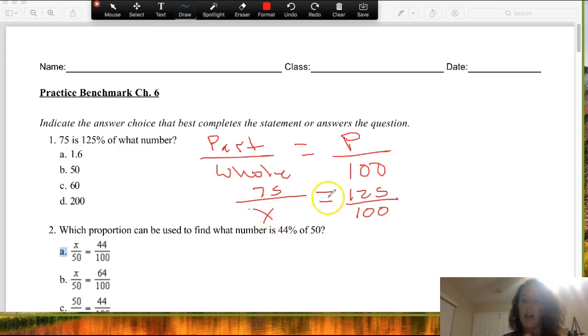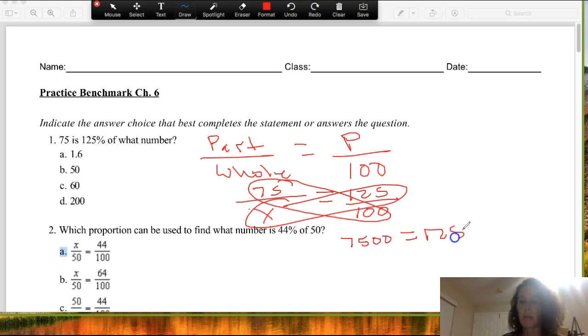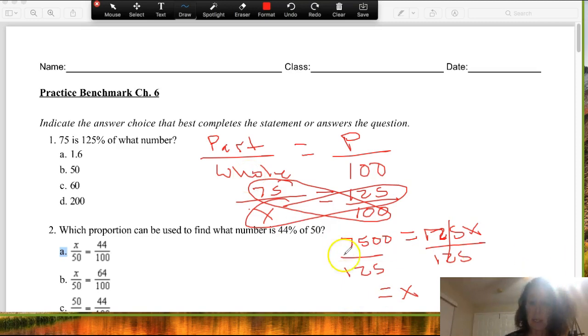So we go 75 out of x is 125 out of 100. We're going to cross multiply, and we're going to go 75 times 100, which would be 7,500, equals 125 times x. Sorry. This times this and this times this. Now to solve for x, this is multiplied. So to solve, I divide by 125 on both sides. And you're going to come up with x is equal to 7,500 divided by 125, and on a calculator I'm going to get 60.